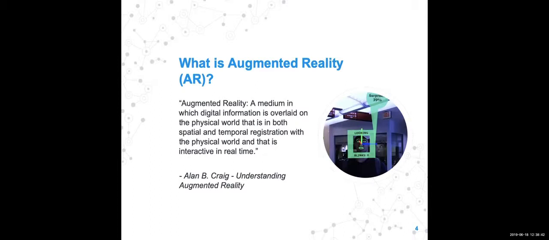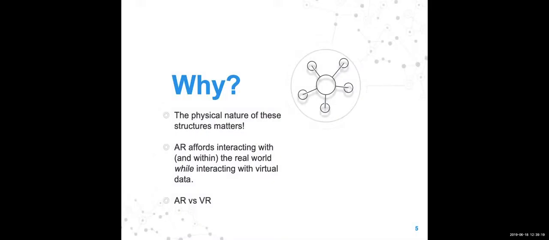Just to answer the question about what is augmented reality, by the way, Max made most of these slides, and so he lifted a quote from one of my books where it says augmented reality is a medium in which digital information is overlaid on the physical world, in both spatial and temporal registration with the physical world, and that's interactive in real time. From my perspective, what that means is that digital information is out in the real world with us, behaving as though it's a piece of our real world, and then we can interact with it as though it's part of our real world.